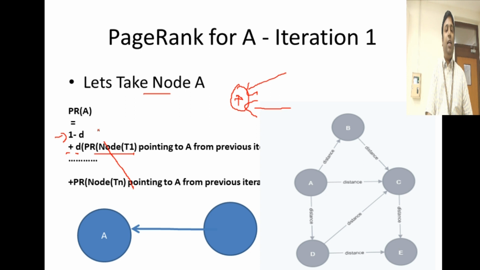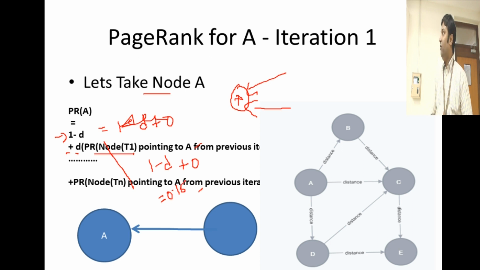So what is the PageRank for A? It is nothing but 1 minus d plus everything can be 0. I'll write it again. It's 1 minus d plus, because we don't have any incoming nodes, the entire thing here is going to be 0. So finally it will be 0.15. So even in the next iteration, the PageRank for node A is 0.15.